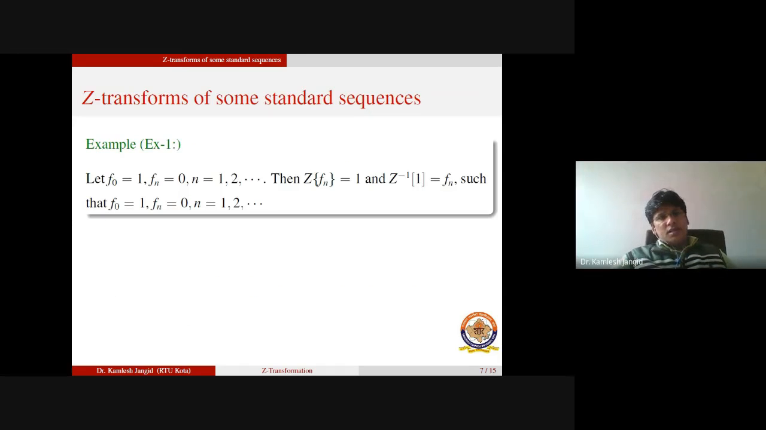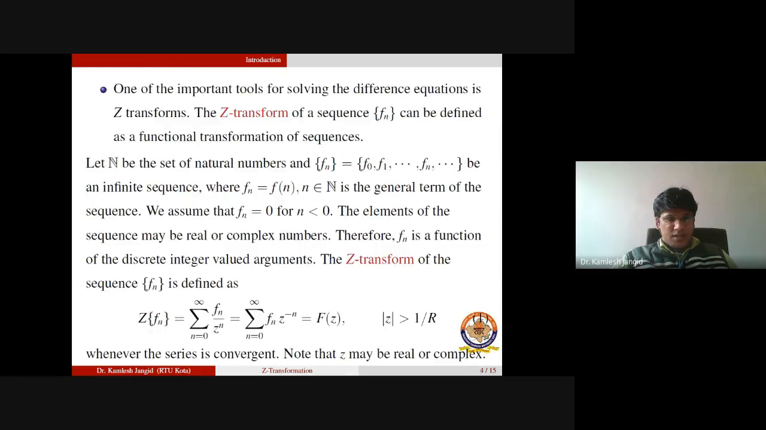Now, let us discuss some standard sequences and their Z transformation. So, first example, let F0 equals 1, Fn equals 0, for n equals 1, 2, and so on. It means we are given a sequence whose first term is 1 and remaining terms are 0. Then the Z transformation of this sequence Fn equals 1, because if you put the value of this Fn in the given definition, we are given F0 equals 1 and remaining terms are 0.